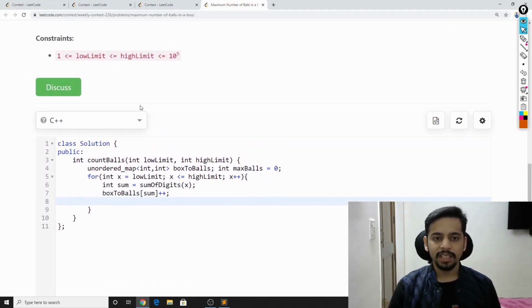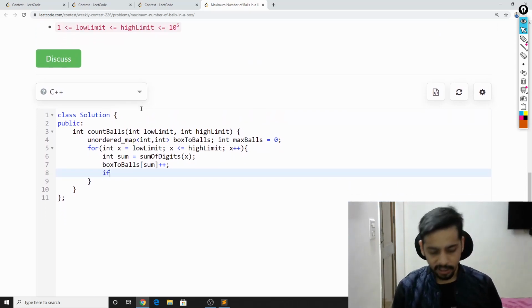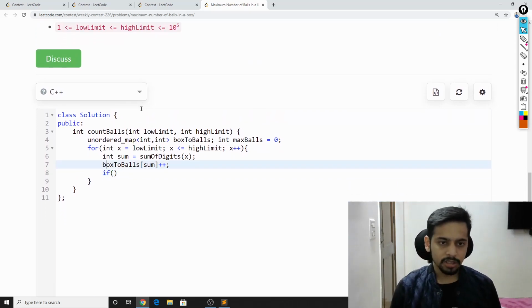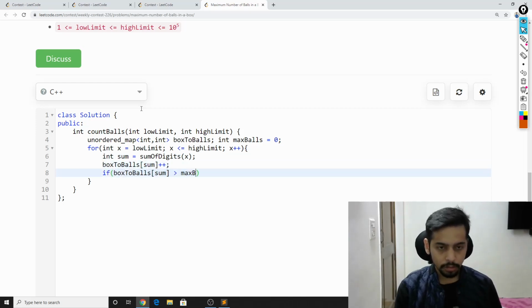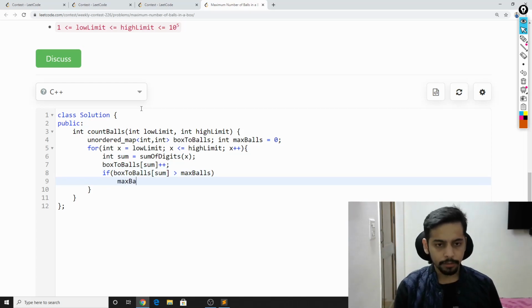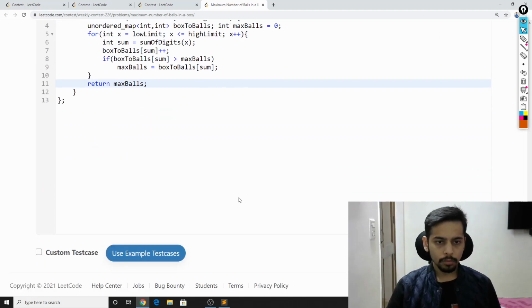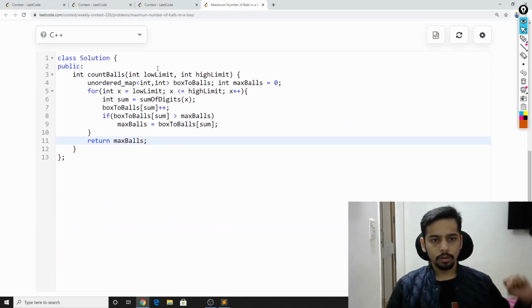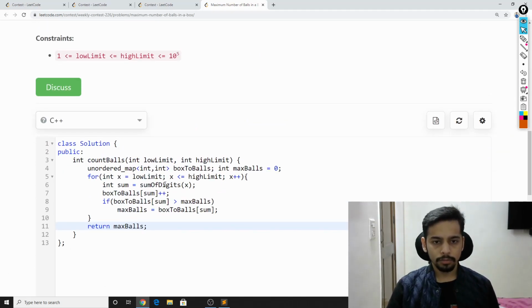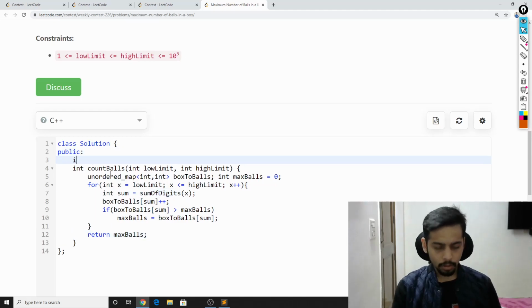Whenever you see that a given box has more balls than the current max balls, then you update max balls. So let's say that the number of balls in this particular box is now greater than the maximum number of balls. Then I can update max balls, right? And I can finally return this. Let me run this code. Oops, I forgot sum of digits. Actually, this should be a private method, I guess, but in a Leetcode contest, I don't really care.